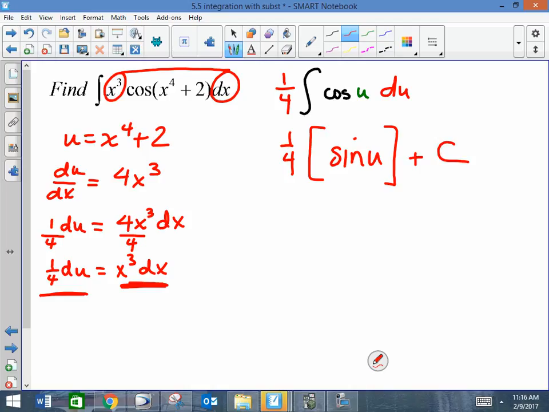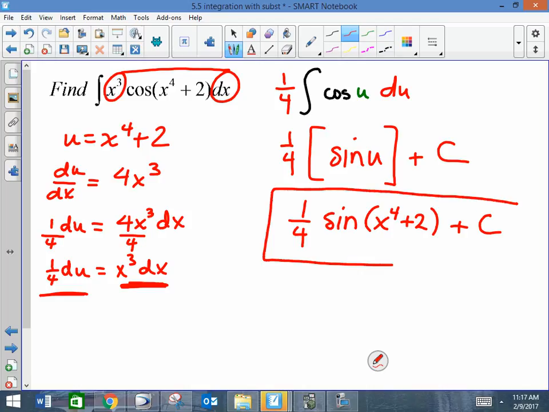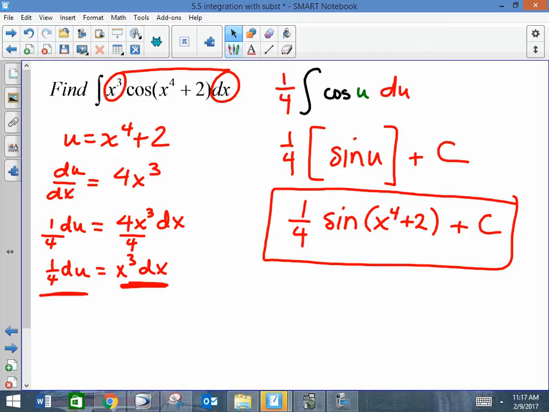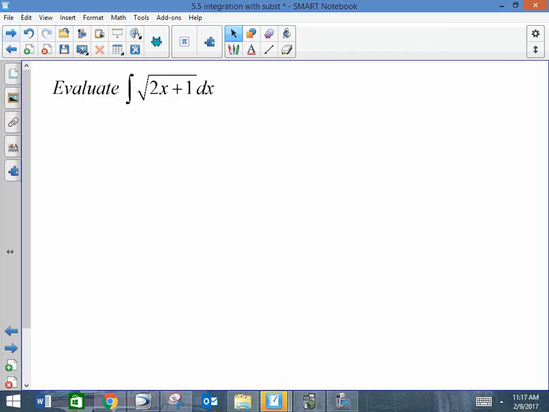All right, now what are we going to do for that u? You made the u up, so put it back: sine of x to the fourth plus 2, plus C. Now to do that derivative, you'd have to use the chain rule, of course. That's why we're doing the substitution, because the chain rule would be required to find the derivative, because it's a composite function. Okay, any questions? All right, let's try another one. You want to try it by yourself?